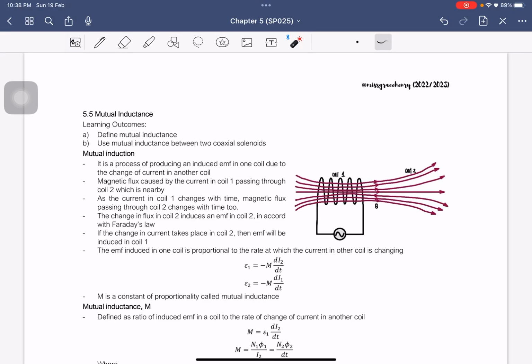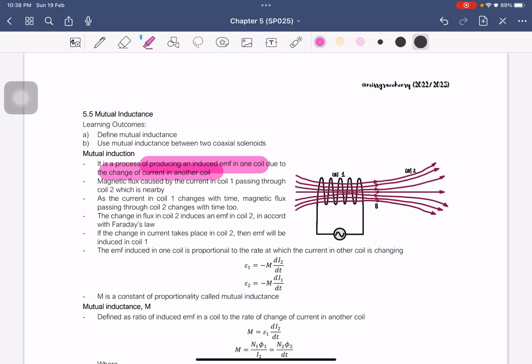Right, last subtopic, which is on mutual inductance. So in this subtopic, you have to be able to define what is mutual inductance and use the mutual inductance formula between two coaxial solenoids. Okay, so mutual induction is a process of producing an induced EMF in one coil due to the change of current in another coil.